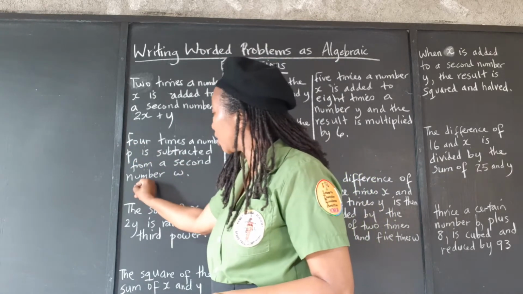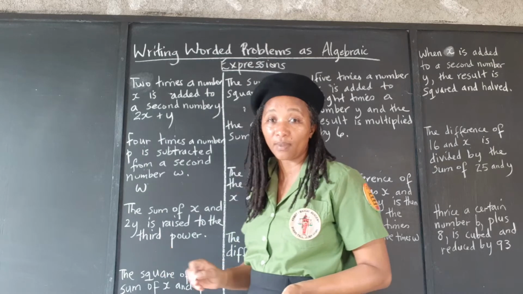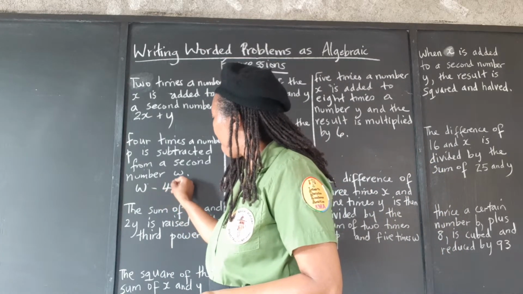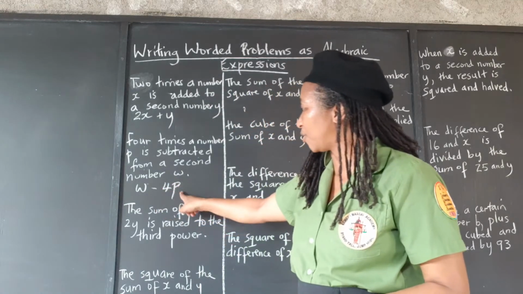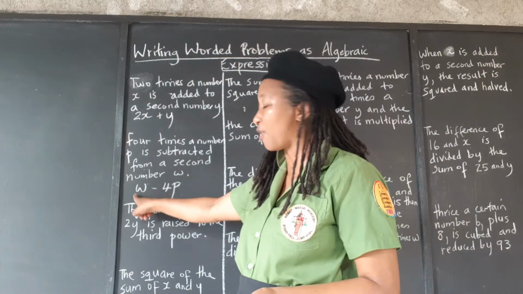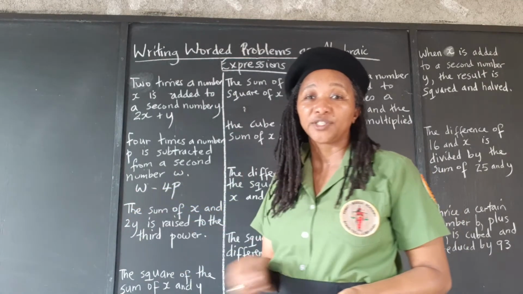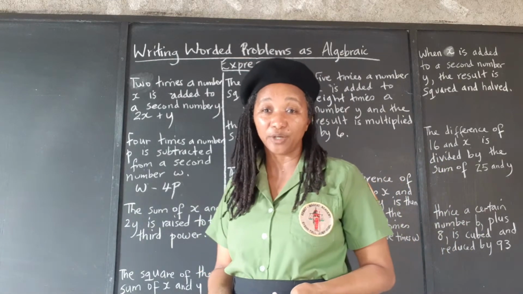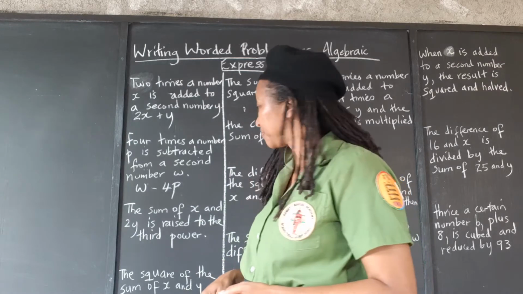So we start with the w then. And from that we're going to take the 4p. 4 times a number p is subtracted from w. So the expression for that is w minus 4p.